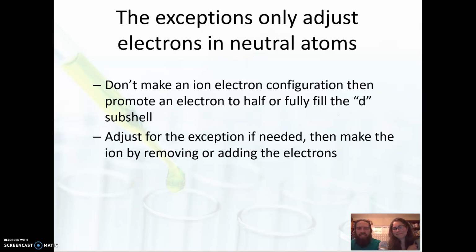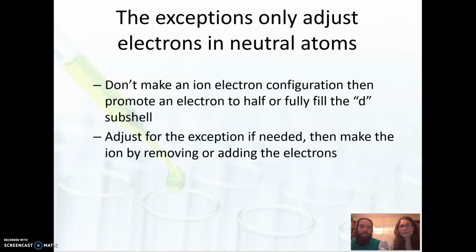So remember we had some exceptions when we were doing electron configuration. Specifically, we talked about chromium and copper. And one thing to watch out for: if you're working with neutral chromium and you're going to form an ion, you want to write the electron configuration as we would as an exception, and then remove electrons starting with the highest n. What we don't want to do is create an ion and then start promoting electrons.